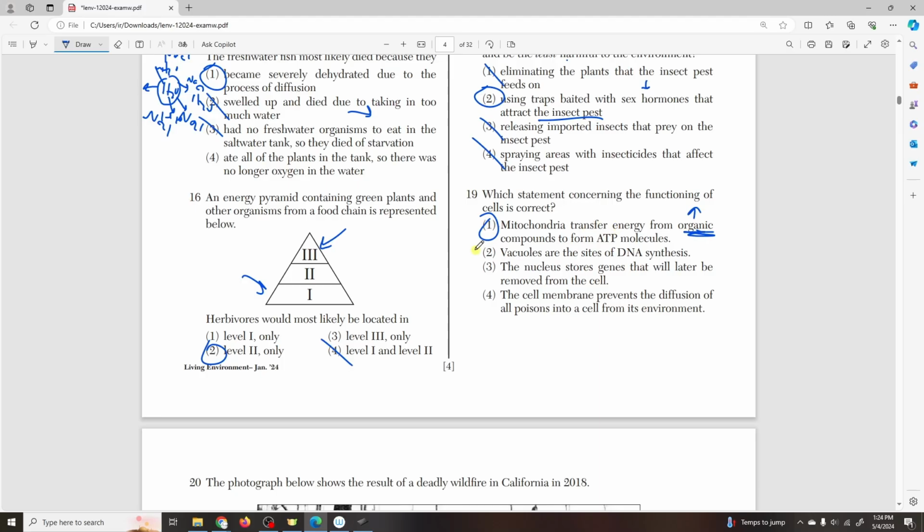Vacuoles are sites of DNA synthesis. That's false. That's the nucleus. The nucleus stores genes that will later be removed from the cell. Genes are not removed from the cell. The cell membrane prevents the diffusion of all poisons into a cell from its environment. That's also false, because then poison wouldn't work. If the cell membrane stopped poison from coming into the cell, then it wouldn't be poison. No one would be affected by it, right? The cell membrane cannot stop everything from coming in.